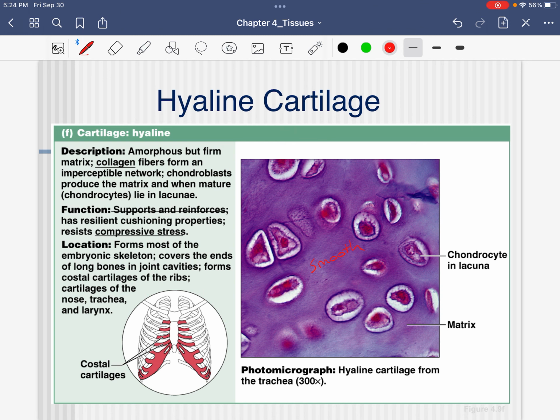You can pick a location. This is found in a lot of places in the body. Connects ribs to sternum, trachea. You pick a location. And even though for some reason it got, I think it's supposed to be underlined, I'm just going to pick a really easy function of support. We probably know already, cartilage tends to be flexible. So it allows for some movement, but at the same time provides some support.